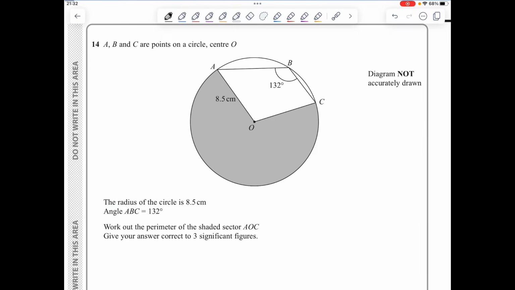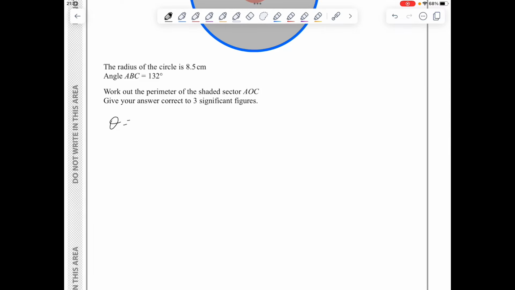For question 14, to find the perimeter, I'll first need to find the length of the major arc AC, which is this one. Now to find this, I will need the angle at the center, but not the small one. I'll need the reflex one, so I'll need this angle here. So to find that one, I'll use the fact that the angle at the center is twice the angle at the circumference. So if I label this as theta, then theta is equal to 132 times 2, which is 264 degrees.